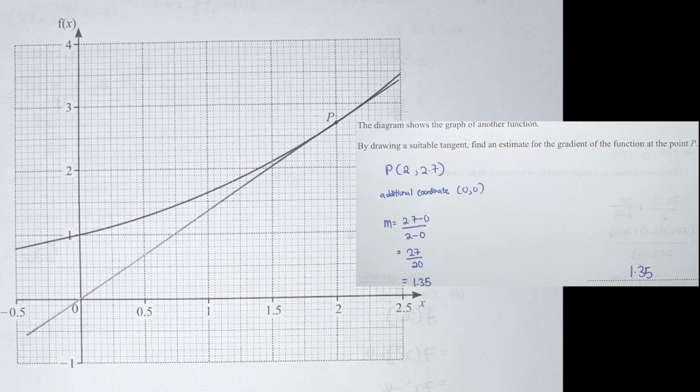Part B, the basic version of graphing a quadratic, drawing a tangent line. After you sketch it out, I utilize the point P, which is 2, 7, and then the additional coordinates that I identified from the line I drew. In my case, it intersects with the point of origin, which is 0, 0, and through the calculation, I get my gradient as 1.35.